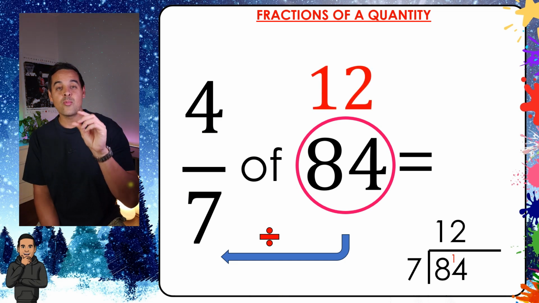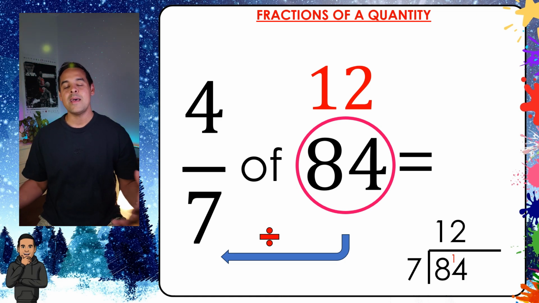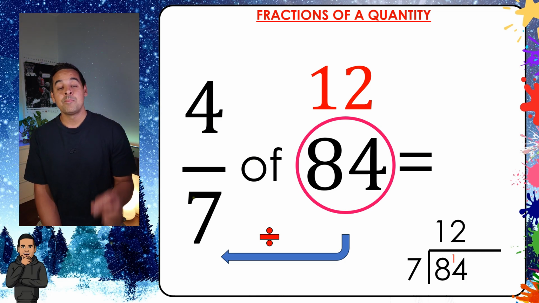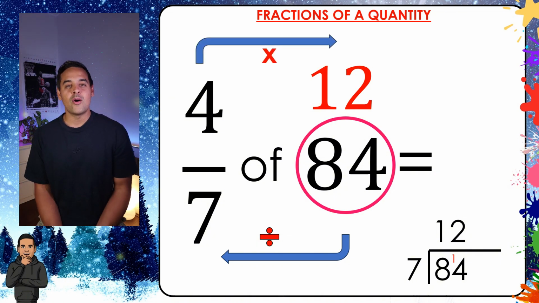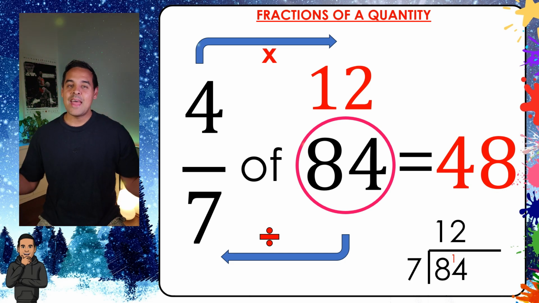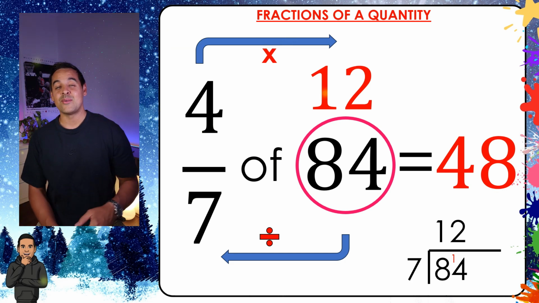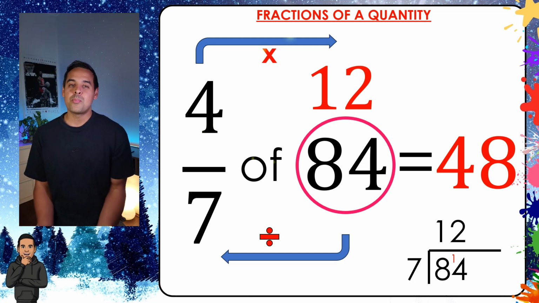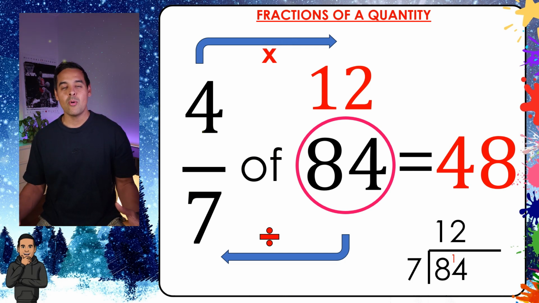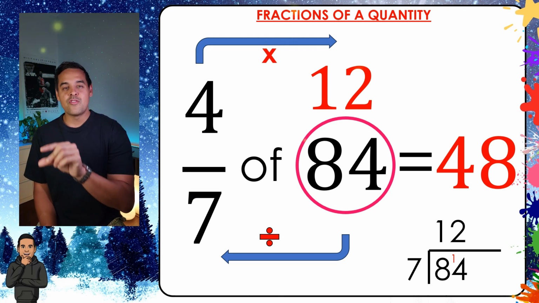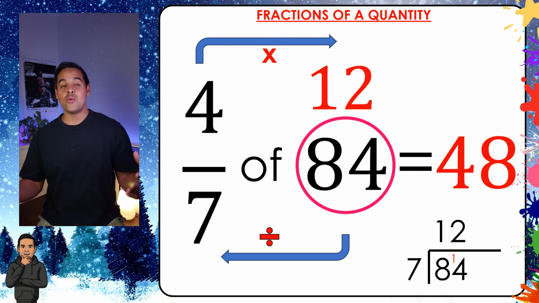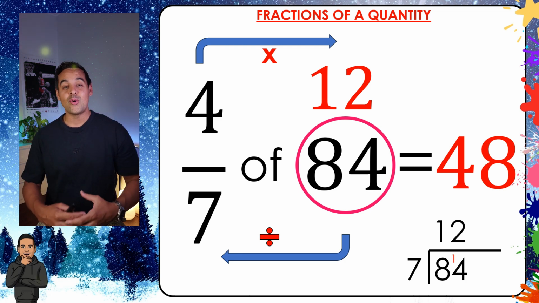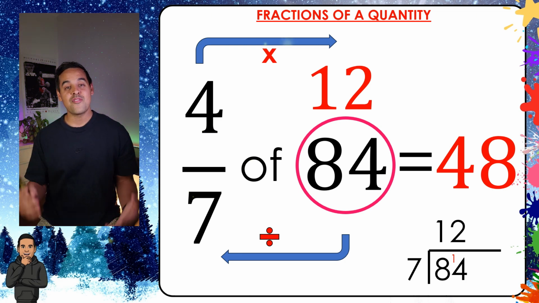So once we have worked out the answer to our first step, we multiply that number, which in this case is 12, by our numerator. So 4 times 12 is going to be 48, and 48 is going to be your answer. So it's extremely simple once you break it down into this more manageable format. So like I said, get your whole number, divide it by your denominator. Whatever your answer is, you will multiply your numerator by your answer, and that will give you the final answer.